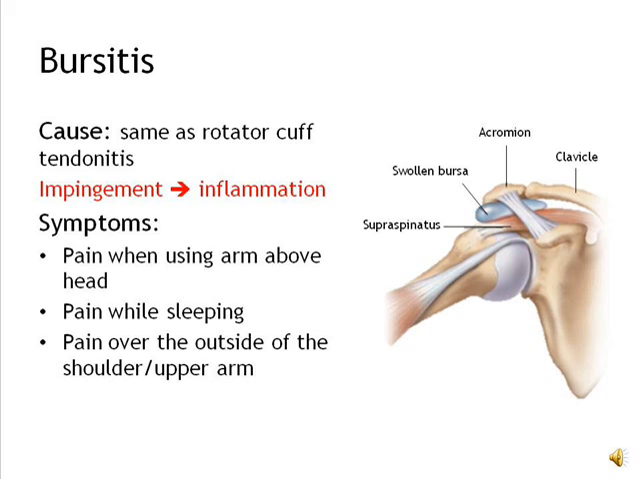So what are the symptoms for bursitis? Well, again, it's pretty much similar to that of rotator cuff tendonitis. The patients might feel pain with overhead activities and while sleeping at night, and they'll have pain on the outside of the shoulder or upper arm.